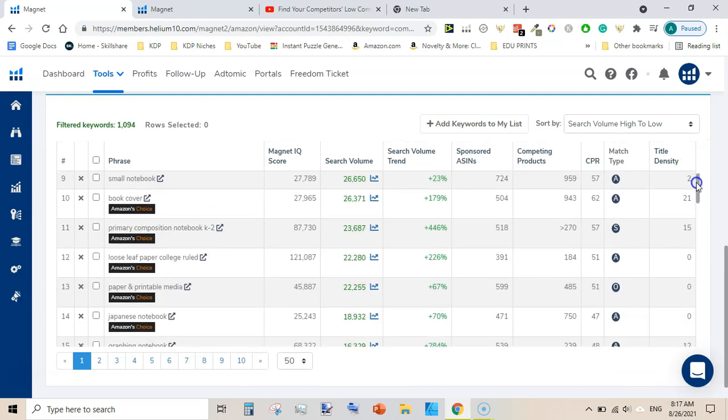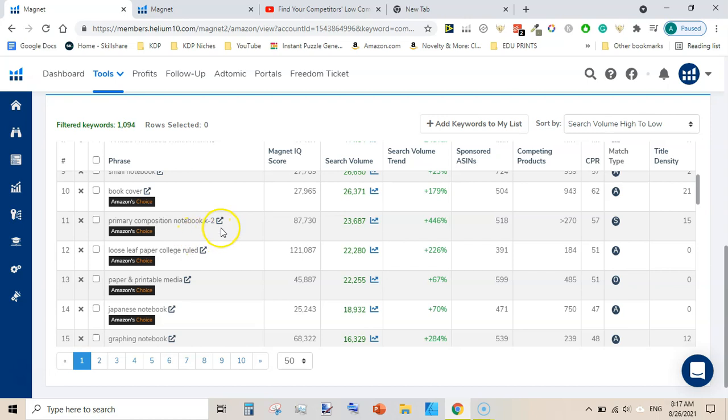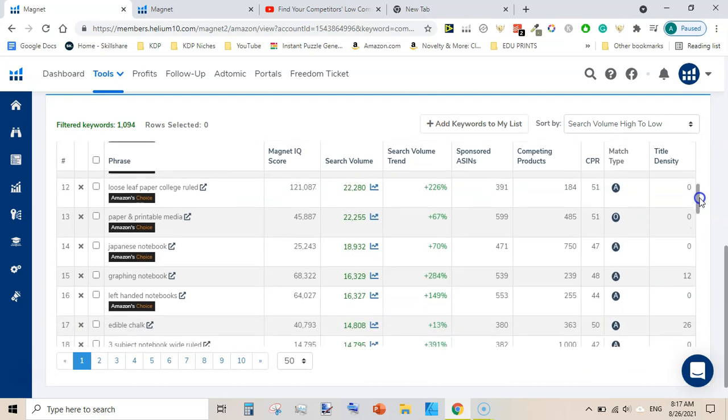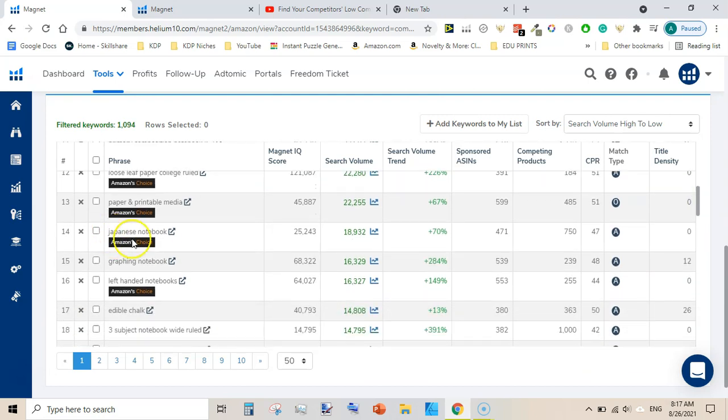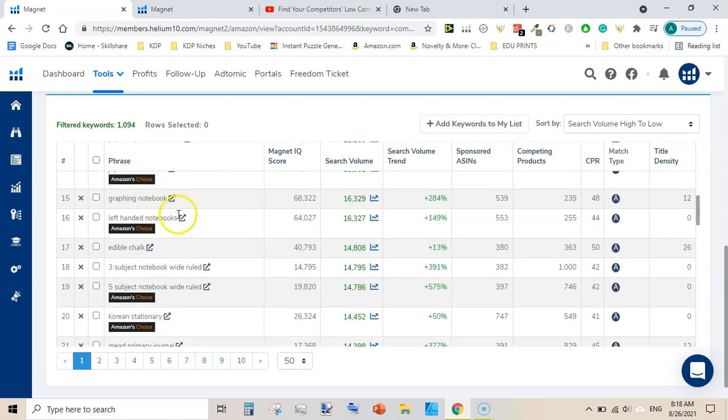There are a lot of keywords here like primary composition notebooks K2. These are actually niches under composition notebook. So paper and marble print media, Japanese notebook, another very good niche. That might be Japanese handwriting practice paper related to that. Okay, 18,900 search volume and 750 competing products. Graph note, 16,000 search volume and 239 competing products only. Left hand notebooks, 16,000 and 255 competing products only.